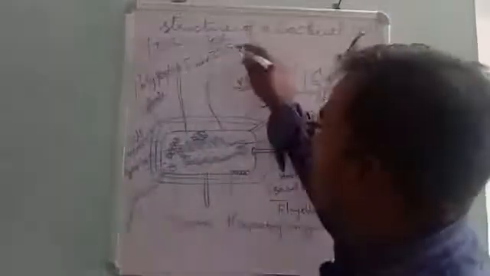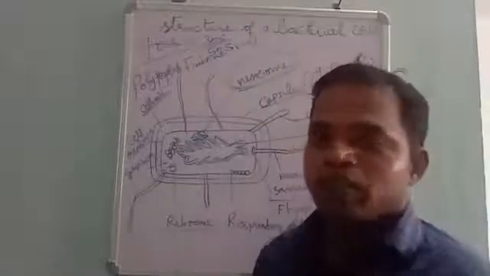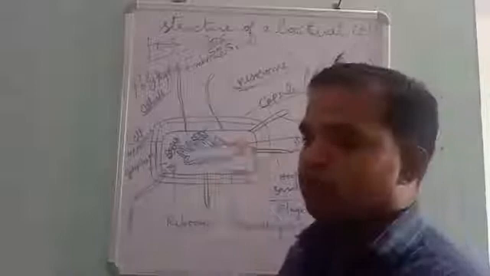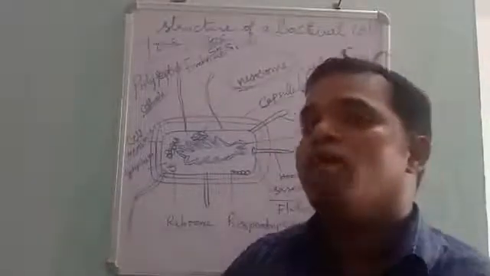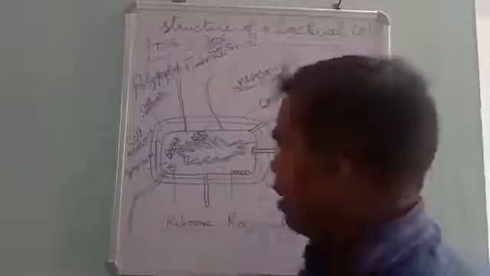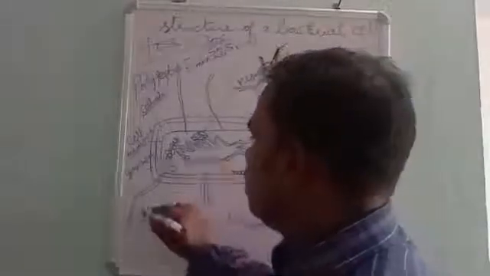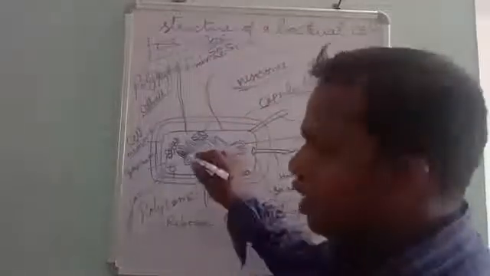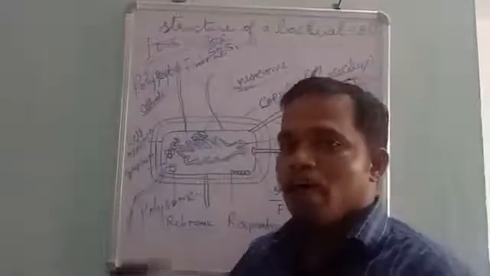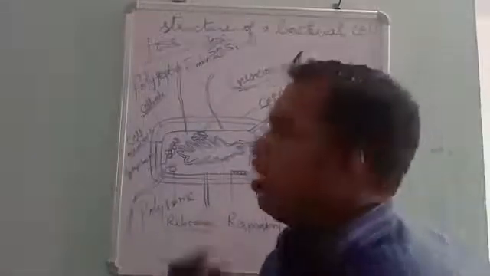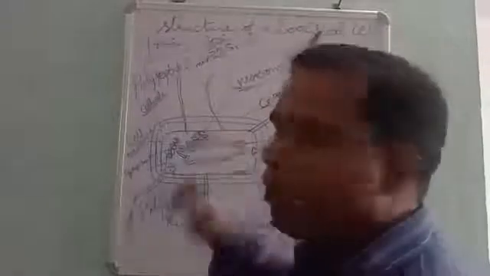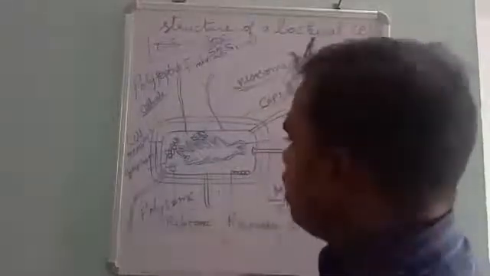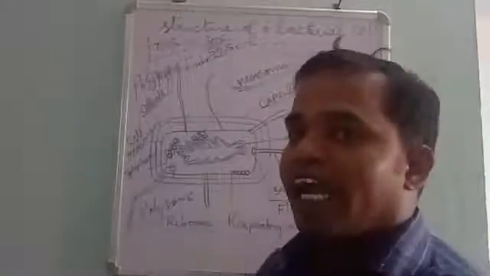The smaller subunit of the ribosome is 30S, and the larger subunit of the 70S is 50S. Got it? Okay. In certain cases, 5 or 6 ribosomes attached to the mRNA form a polyribosome, or polysome. So we call it a polysome. Here you will be able to identify 4 or 5, more than 5 ribosomes attached to the mRNA. So you know the function of the ribosome: the ribosome is the site of protein synthesis.